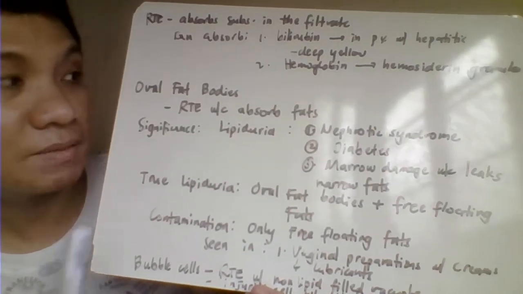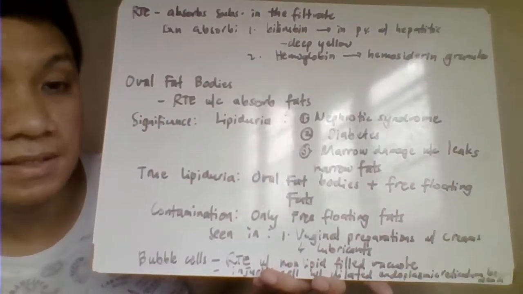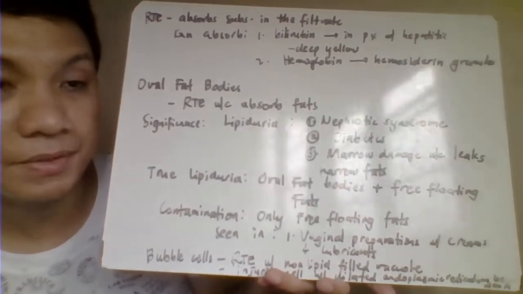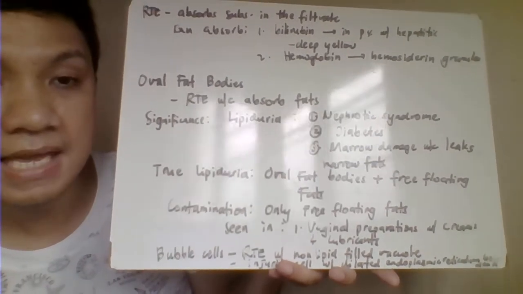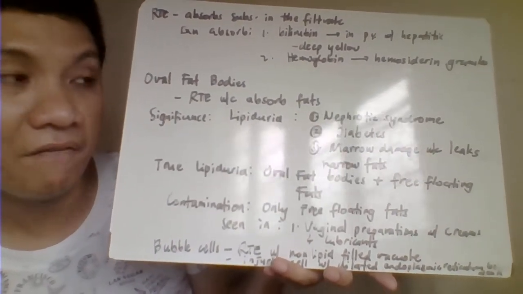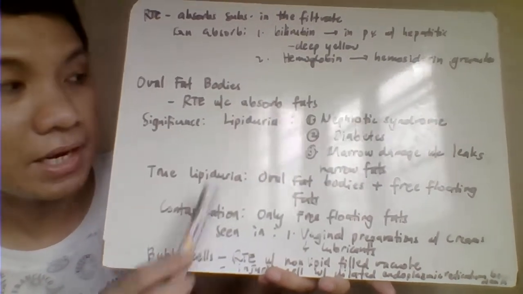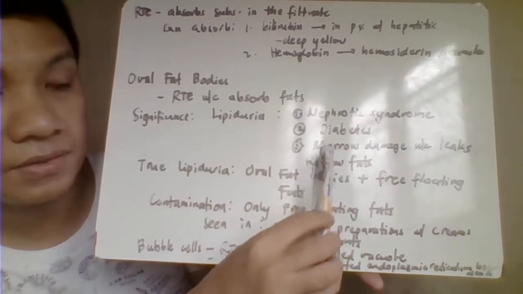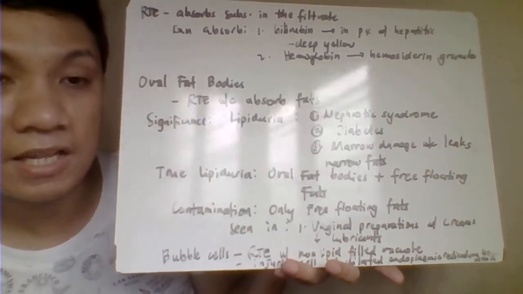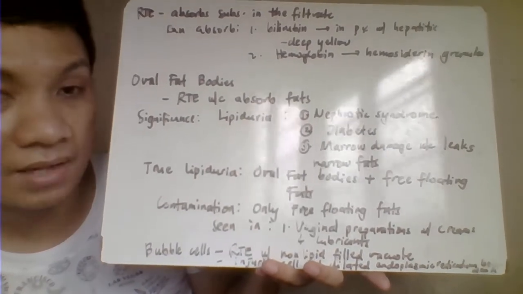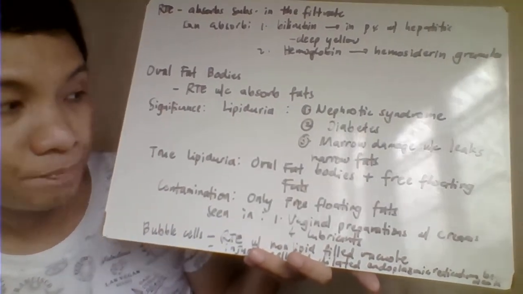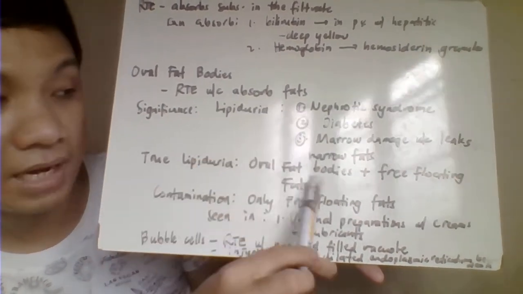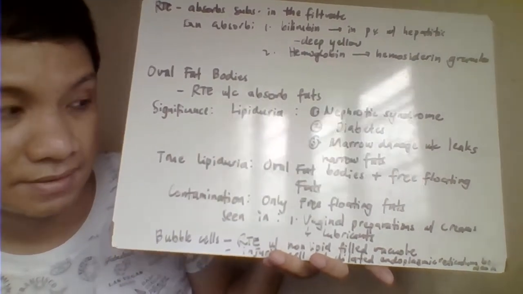Once it absorbs fats, it becomes oval fat bodies. So we define oval fat bodies as your RTE which absorb your fats. Okay, and basically this one could be seen in increased fats or lipids. You call the condition lipiduria. That may be seen in nephrotic syndrome, in diabetes, or even because of the leakage of your bone marrow fats in the case of damage in your bone marrow. Okay, true lipiduria would be associated with the presence of oval fat bodies plus free-floating fats.